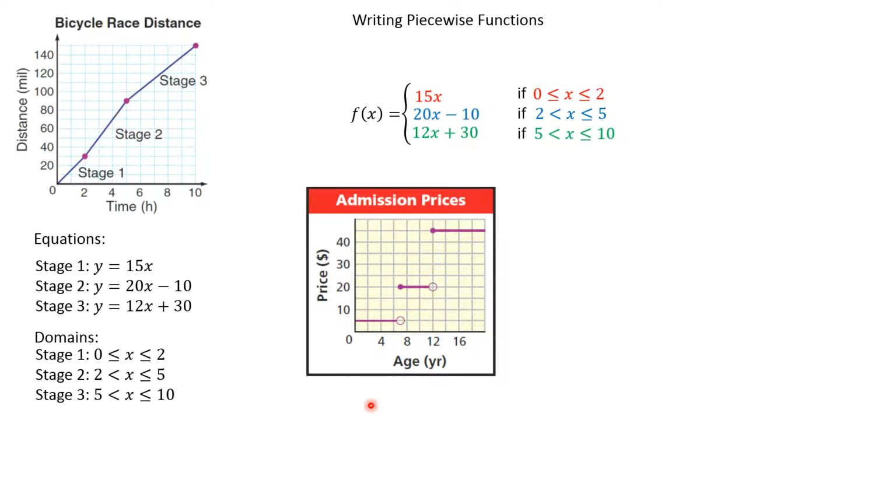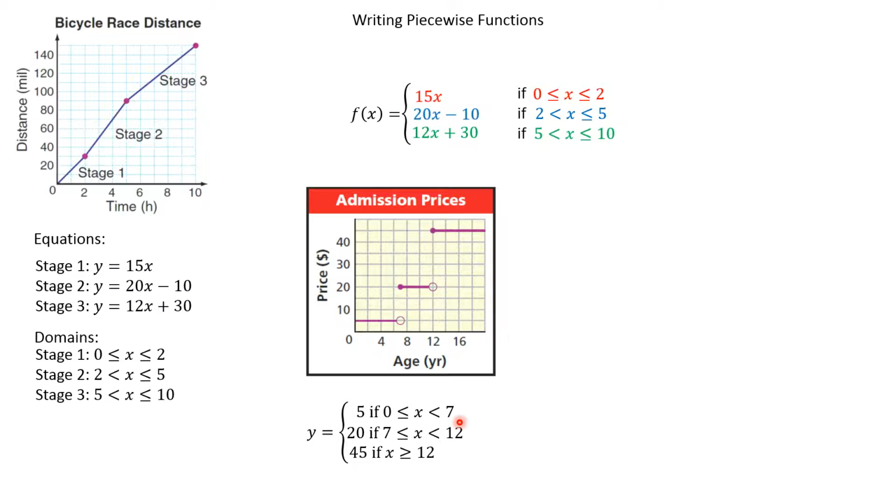So, our equation, y equals f of x equals, well, the first one, it's just 5 from 0 to 7. So 5 if x is between 0 and 7. Notice it's just less than here. Second one, 20 from 7 to 12. So 20 if 7 is less than or equal to x, which is less than 12. And the last one, 45, if x is greater than or equal to 12.